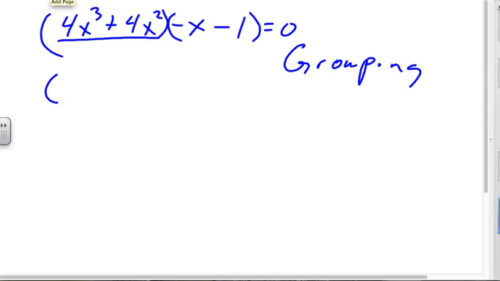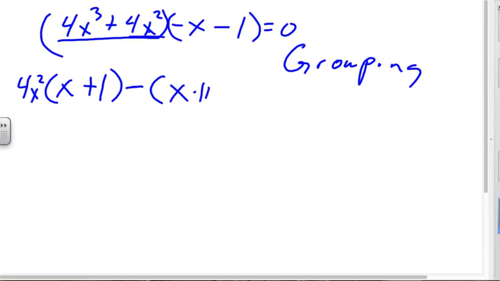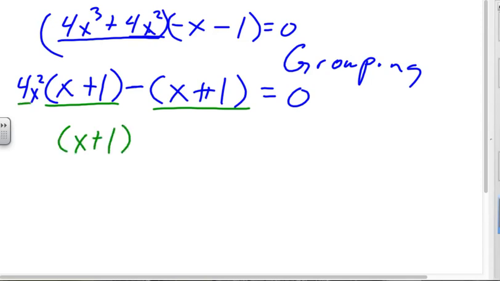And what I'm going to do is factor something out, which will be a 4x squared. That's the biggest thing I take out. That will leave me an x here plus 1 from this term. And I'm going to have a minus. When I take a minus out of here, I end up with an x plus 1. Now you may not think we've accomplished something, but notice I've got an x plus 1 here and an x plus 1 there. So I'm going to factor it out. So what I've got left here is going to be 4x squared minus 1 equals 0.